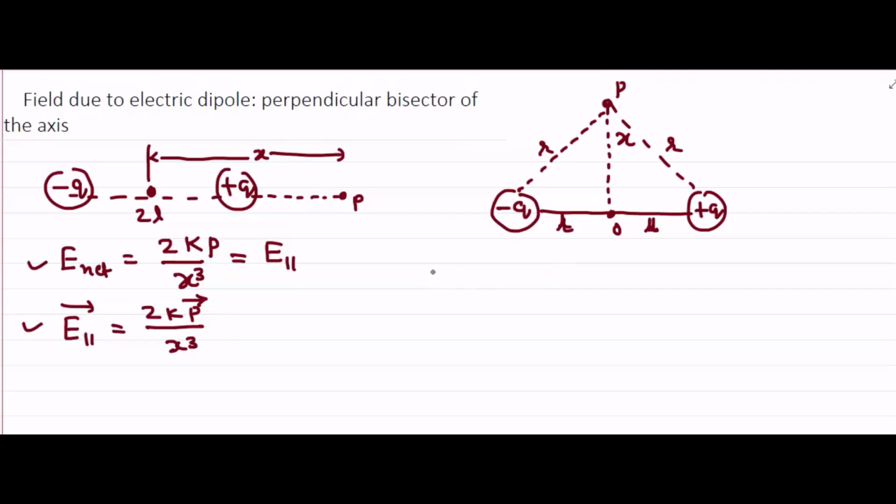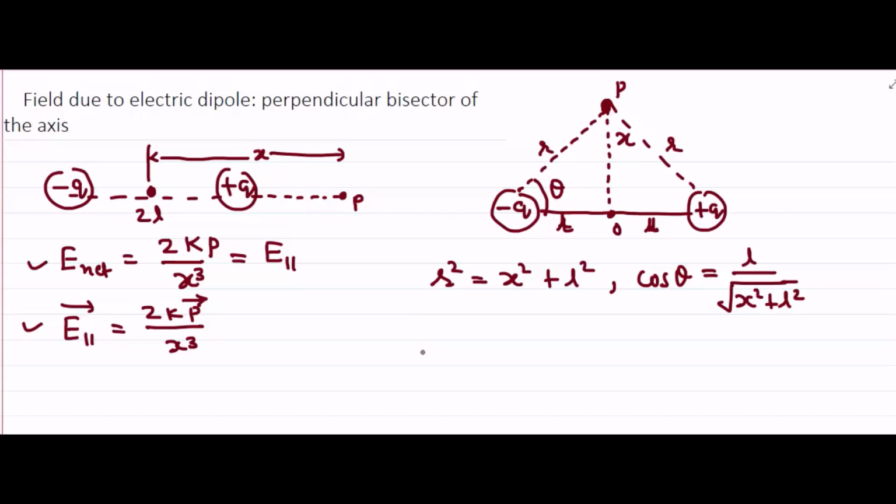So what I can see is a couple of things. One is that R square is equal to x square plus L square, because R is the hypotenuse. That's one. Secondly, if I take this angle as theta, then cos theta, which we will use later on, will be equal to the adjacent side, that is L, by hypotenuse R, so L by square root of x square plus L square. I have done this over here because we'll be using it later on in the equation. Okay, so we have these things about this dipole. Our objective is to find out the net electric field over here.